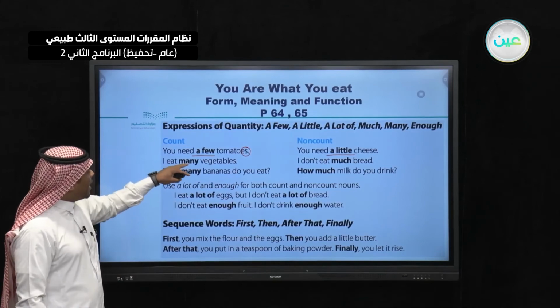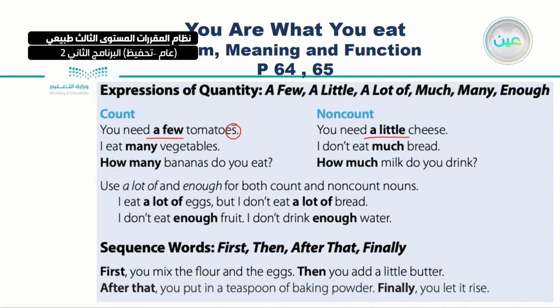I eat many vegetables. So I used many with countable. What about here? Non-countable, I use much. I don't eat much bread. So here I'm talking about the non-countable.